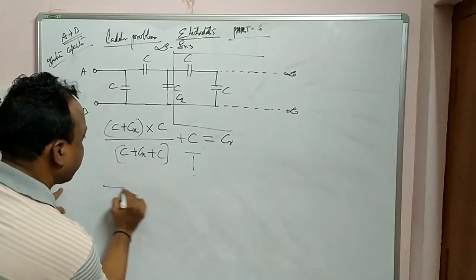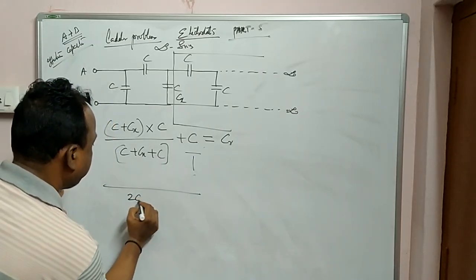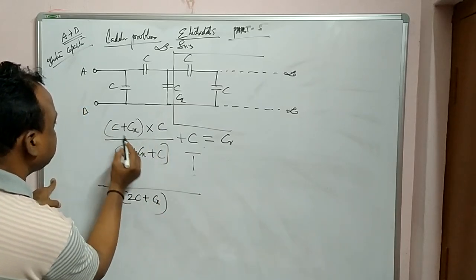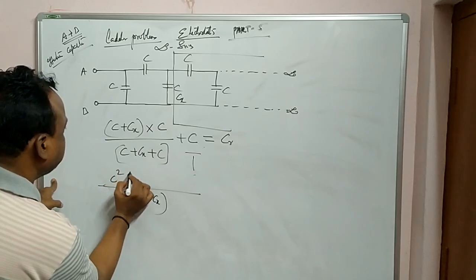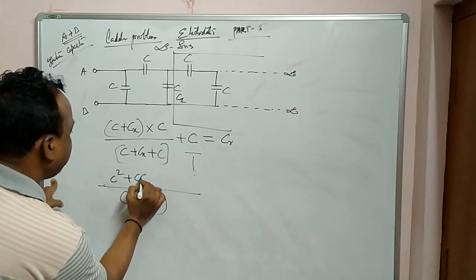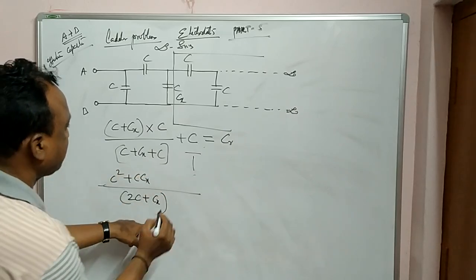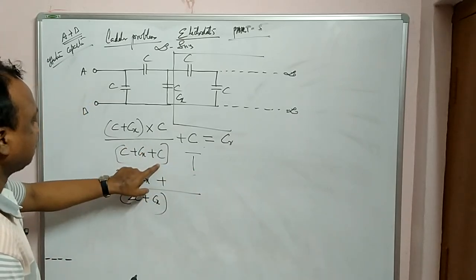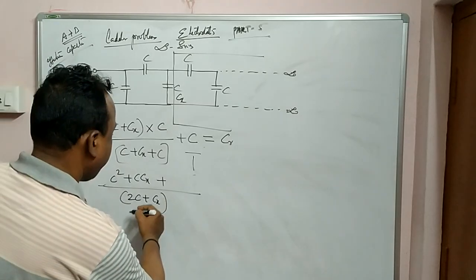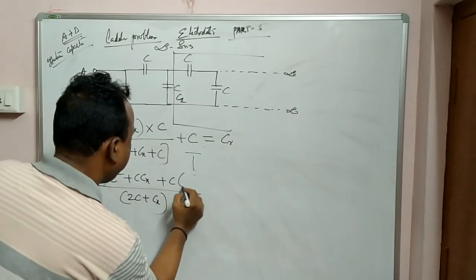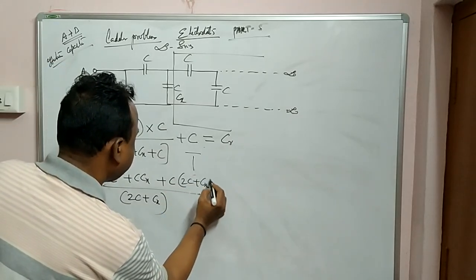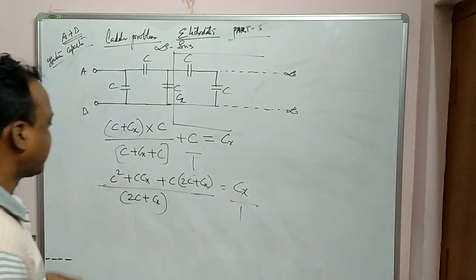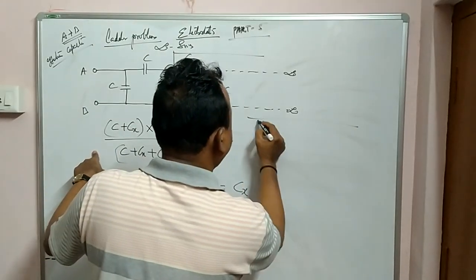See here, LCM, we have 2c plus cx, one time c square plus cx, plus one time, okay, 1 plus 1 into this thing, c into 2c plus cx is equal to cx. Let me check. So now I got some value. Let me see the value.